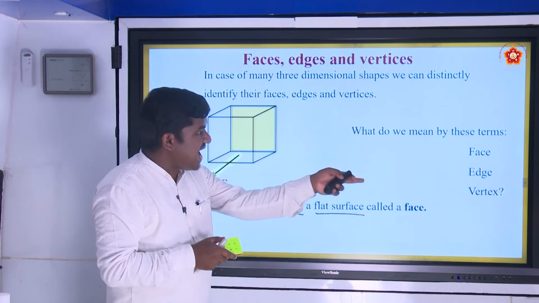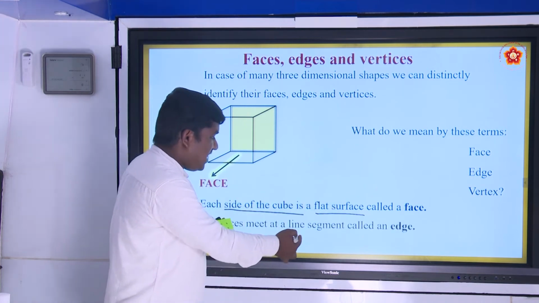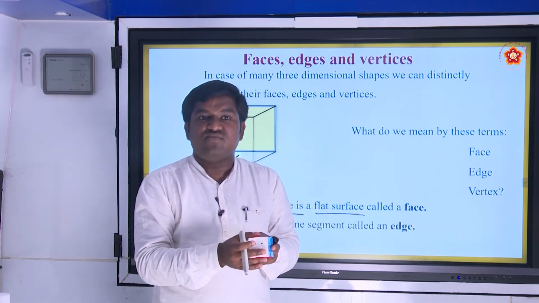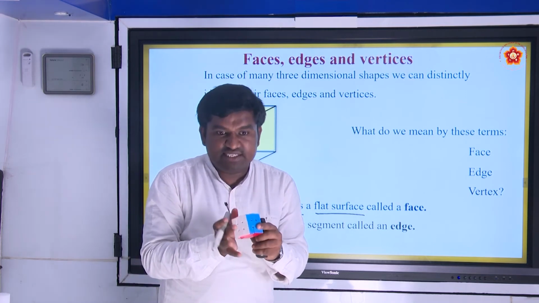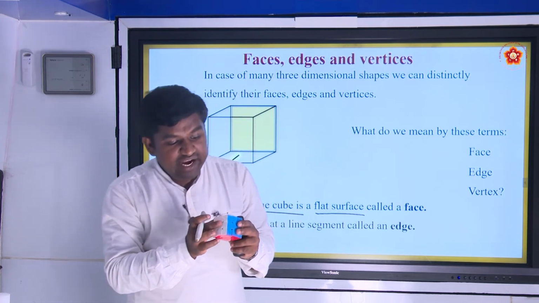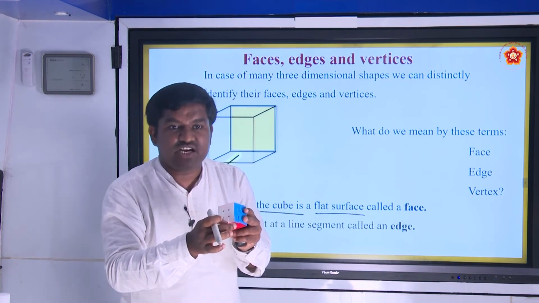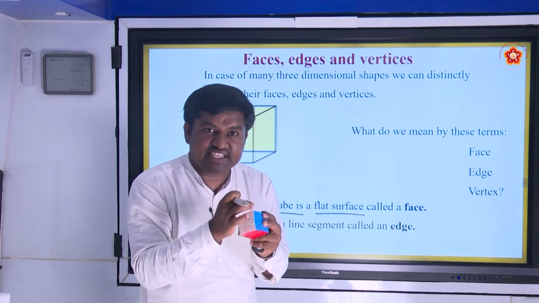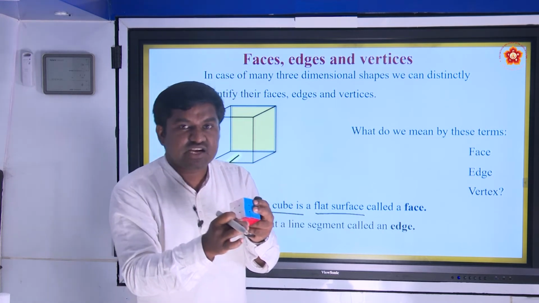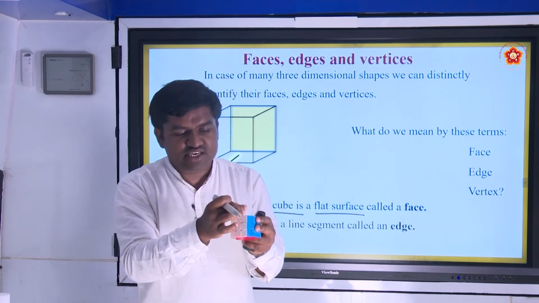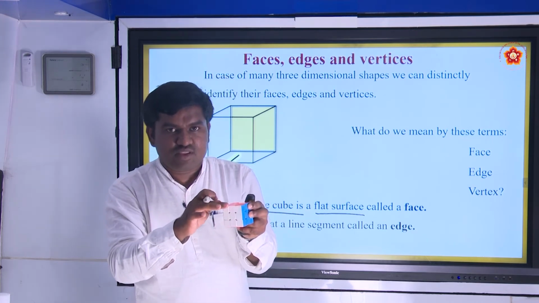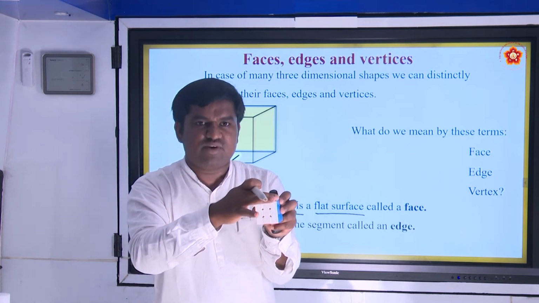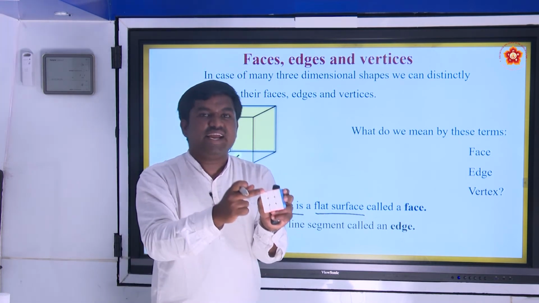Next, what do you mean by edge? Two faces meet at a line segment. You know that this flat surface is called a face. This is a face, this is a face. These two faces meet at a line segment. This face and this face are meeting in this line segment. This is called an edge. Suppose I take this top one and front one. These two faces meet at this line segment. This line segment is called an edge.